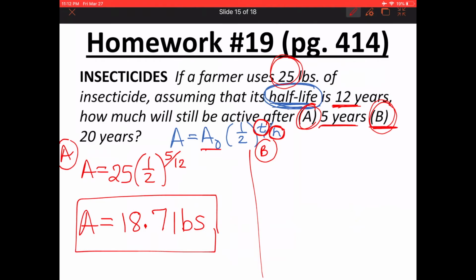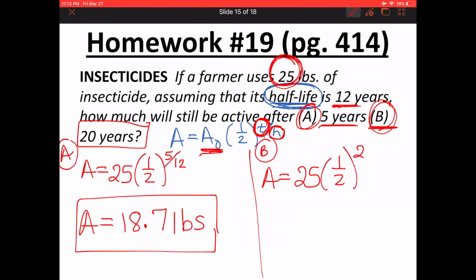Now let's go over here to example B. Let's set up my equation. A sub 0, how much do I start with? I'm still starting with 25 pounds. 1/2 is just standard for the equation. T is how much time has passed. In example B, I'm told that 20 years has passed, so I put 20. H represents my half-life. My half-life is still 12 years.